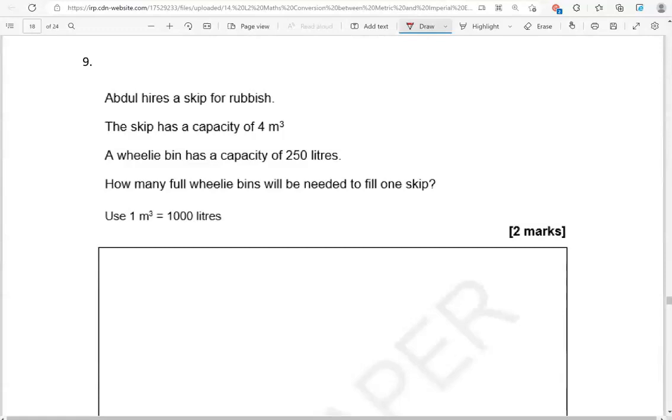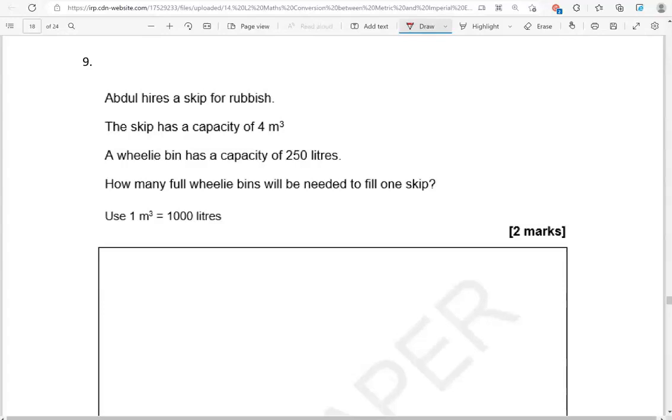Abdul hires a skip for rubbish. The skip has a capacity of 4 cubic meters. A wheelie bin has a capacity of 250 liters. How many full wheelie bins will be needed to fill one skip? Use 1 cubic meter is equal to 1000 liters.